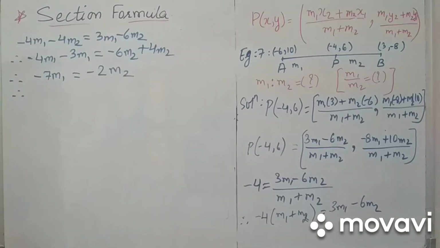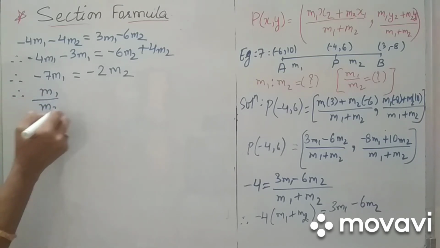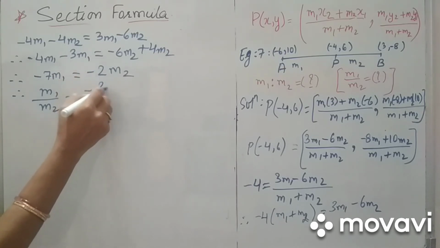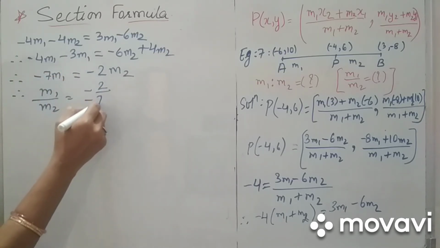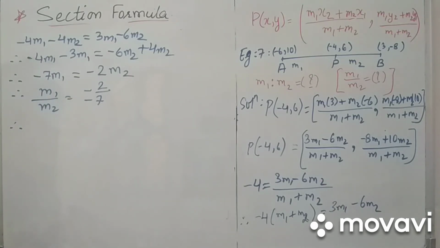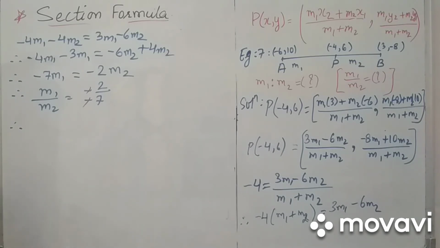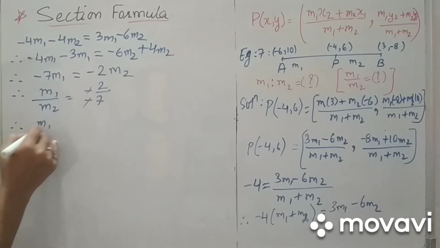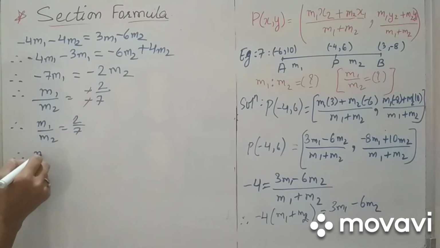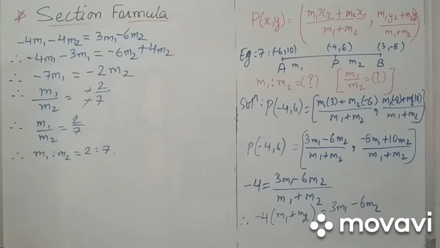Now what I wrote in m1 upon m2. So take m2 in the denominator here as it is in multiplication, and the same way 2 will remain up and this minus 7 will go in the denominator. Therefore minus minus will be cancelled out. What you are getting is 2 upon 7. So m1 upon m2 is equal to 2 upon 7. Therefore m1 is to m2 is equal to 2 is to 7.